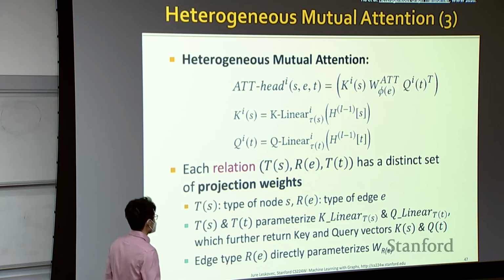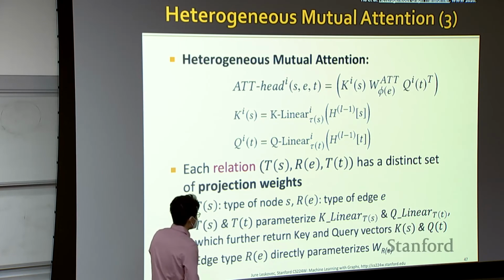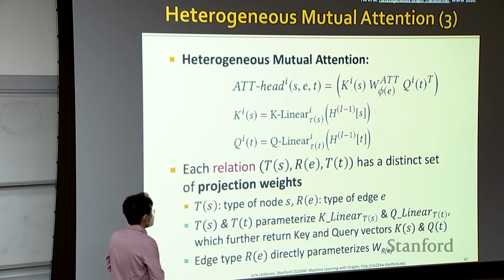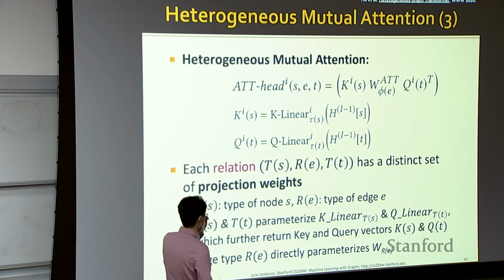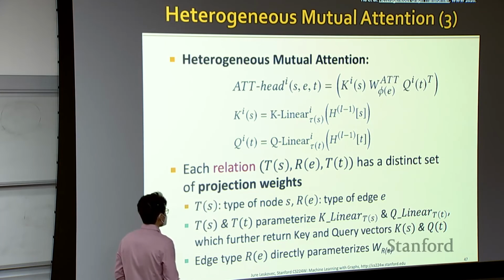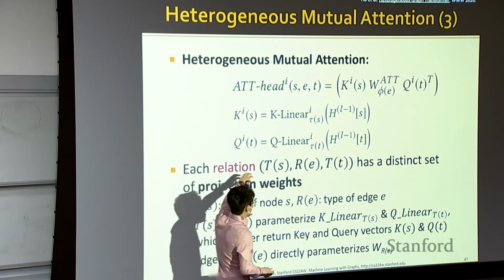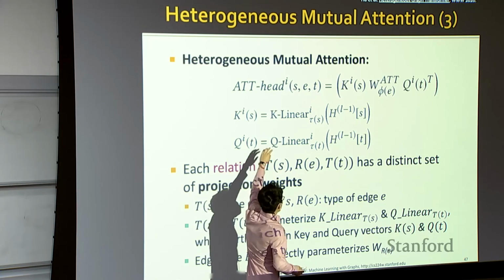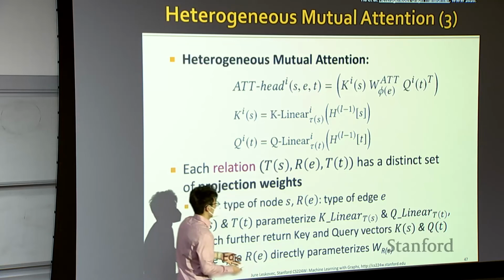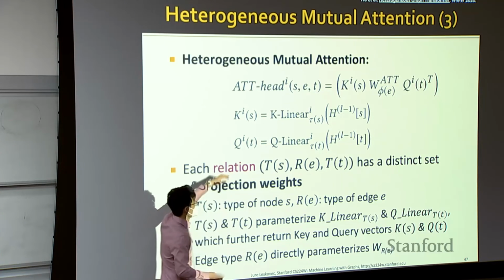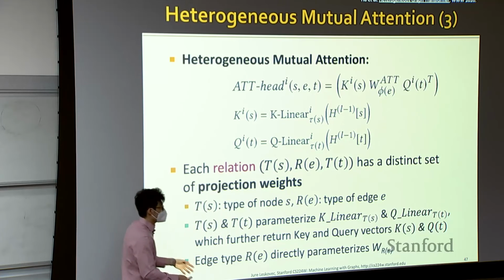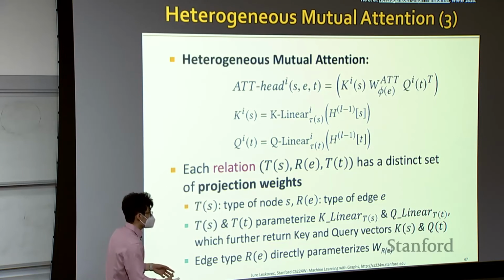This is also a glimpse of the exact formulation of HGT. It is also not the main focus of this lecture, but just for you to understand what people can do in practice. So we talk about this K-linear and Q-linear, which basically construct the key matrix and Q matrix that we talk about in this transformer-like attention network.